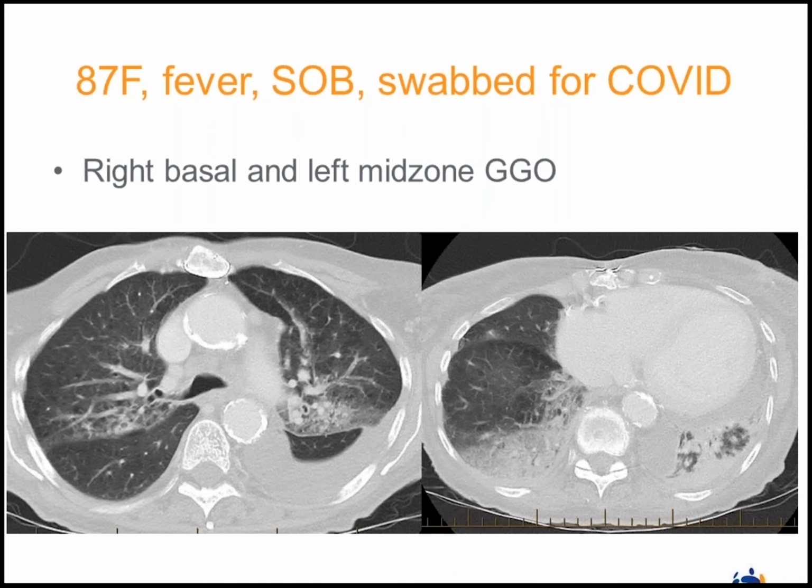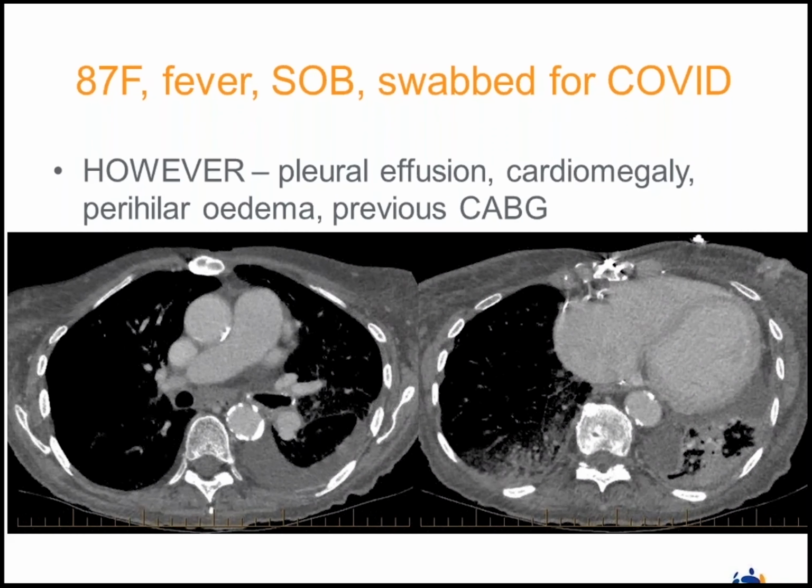And we have here an 87-year-old lady presenting with fevers and shortness of breath, who'd had a swab, but the result was unknown at the time of the CT. And the CT here shows ground glass opacity in the posterior segments of both upper lobes, as well as in the posterior right lower lobe. However, she has a number of other findings as well. So she has bilateral pleural effusions, and we found out subsequently that her right pleural effusion had been drained of fluid for over 1 litre before her trip to the CT scanner. She has cardiomegaly, and she's had previous bypass grafting.